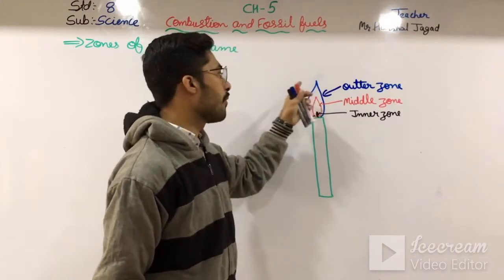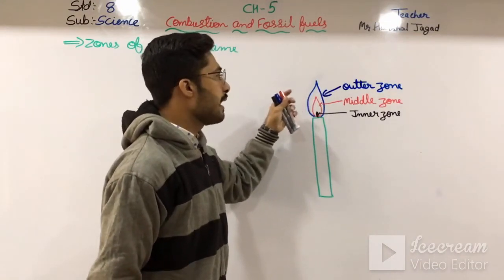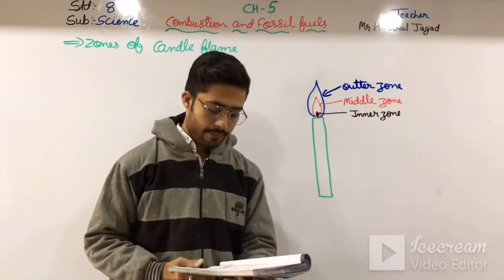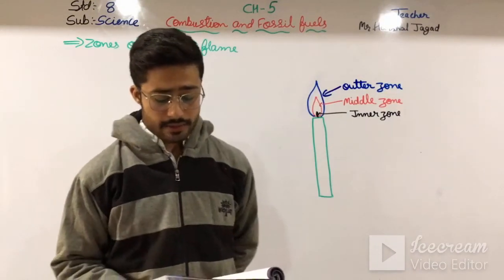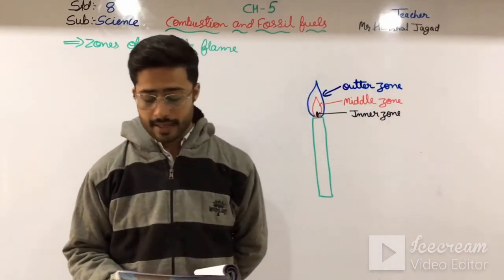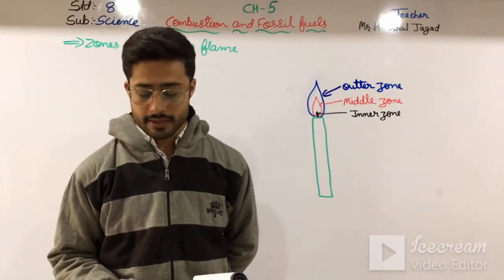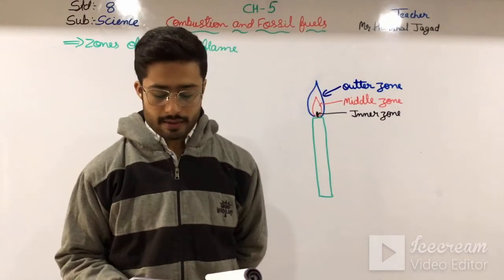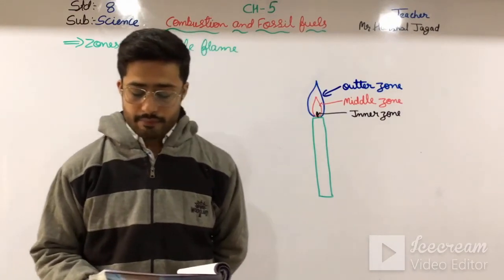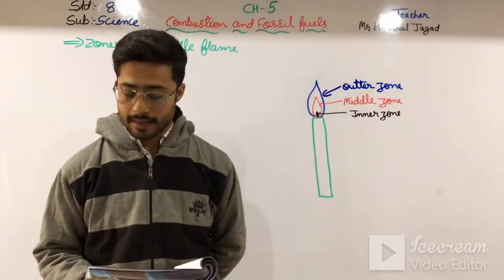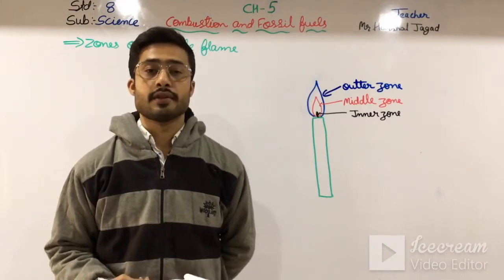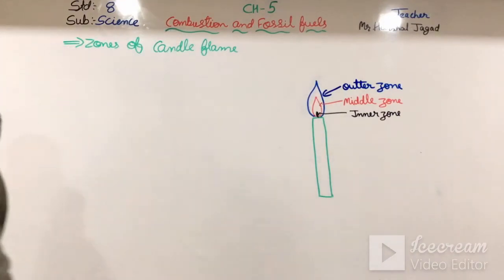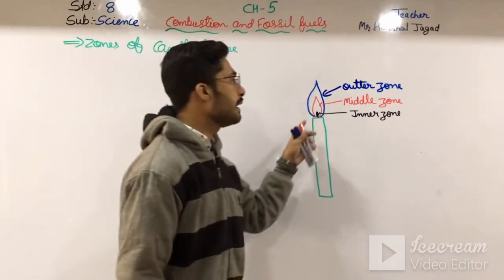And then the outer zone, which has the highest temperature. The outer zone is where the wax vapors have sufficient oxygen to burn completely and produce carbon dioxide and water. The flame appears blue and produces very little light. It is the hottest zone. So these are the three zones of the candle: inner zone, middle zone, and the outer zone.